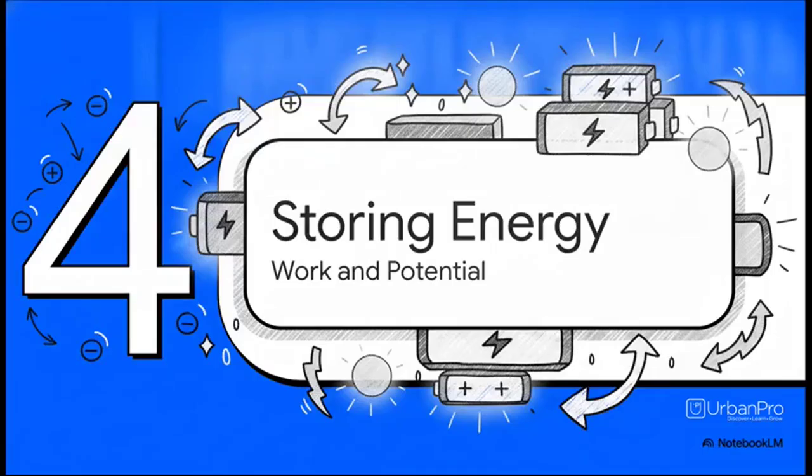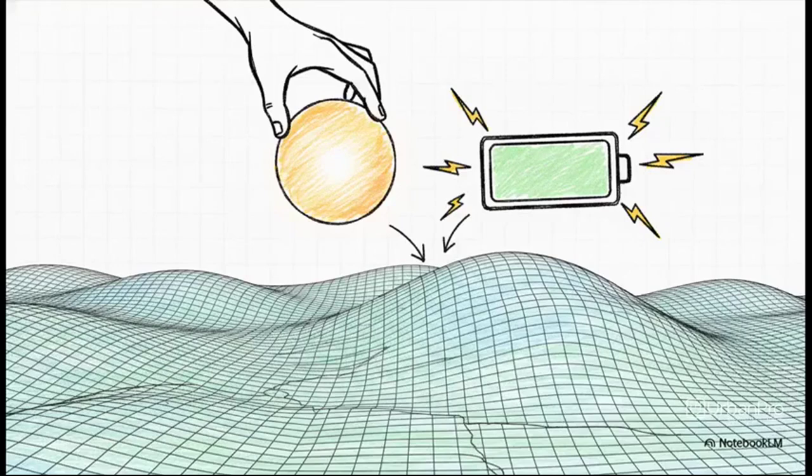Which brings us to section 4, storing potential energy. When we do all that hard physical work to move external charges into this existing landscape, that effort doesn't just magically disappear. Thanks to the conservation of energy, it gets stored directly as potential energy. The formula for this is remarkably elegant. U equals Q times V.